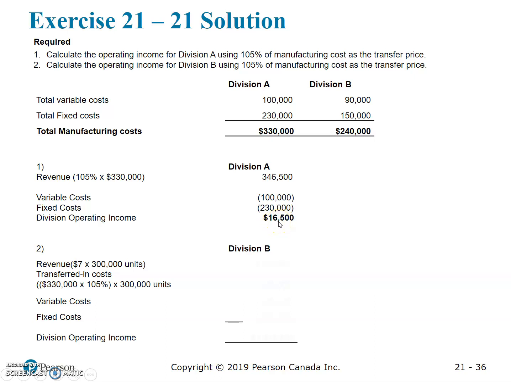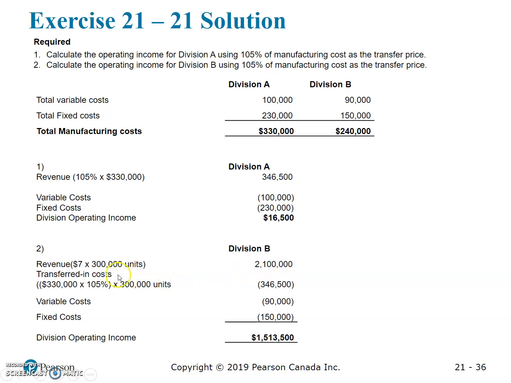$16,500. The second question requires us to calculate the operating income for Division B. So starting with revenues for Division B, we know that Division B has a selling price of $7 per bottle. So we apply that market price of $7 times the 300,000 units that got transferred in from Division A, which results in a revenue of $2.1 million for Division B.